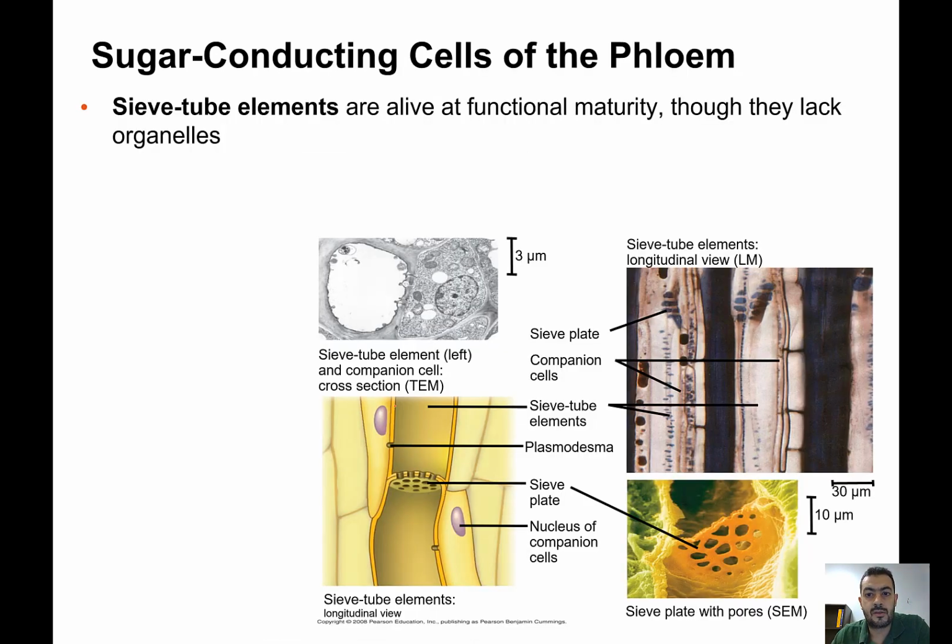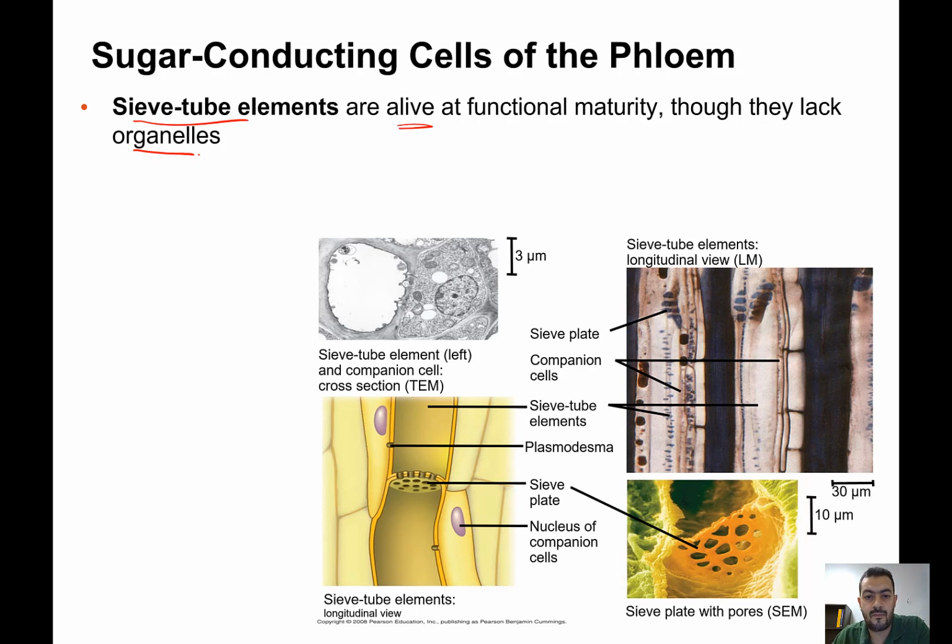Okay, so moving on to the sugar conducting cells of the phloem. So this is a bit of anatomy to see the anatomy of the phloem in more detail. So the phloem consists of the sieve-tube elements. These are alive at functional maturity, but they lack the organelles, and we will see how they lack organelles but are still considered alive.